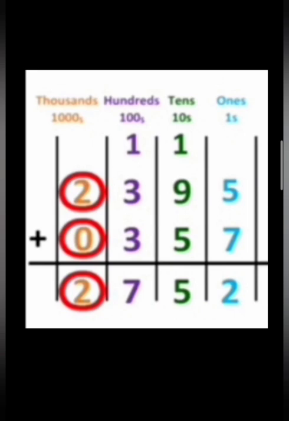Look at the thousands place now. We have a 2 and a 0 here. On adding 2 with 0, we get 2 again using the 0 property of addition. So the final sum is 2752.